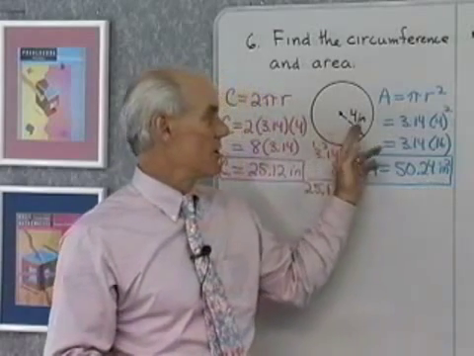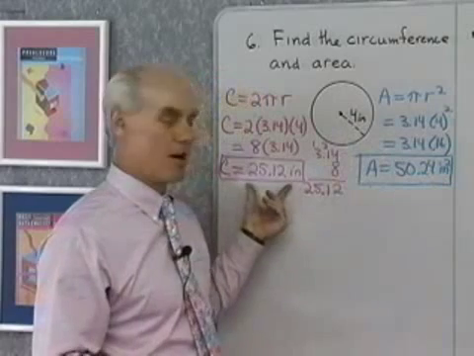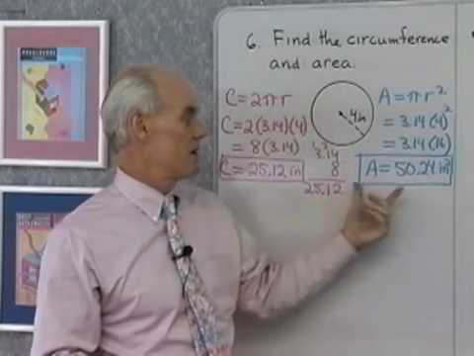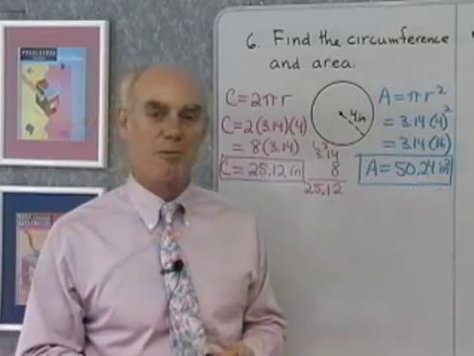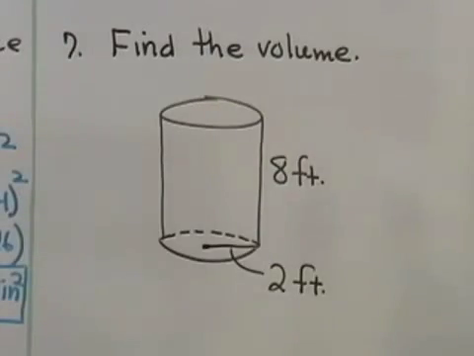So that's a circle with a radius of 4 inches. I have a circumference for it, and the units are in inches, and an area for it, and the units are in square inches. Let's go next and find the volume of one of those cylinders. Find the volume, and here I have a right circular cylinder with a height of 8 feet and a radius of the base of 2 feet.